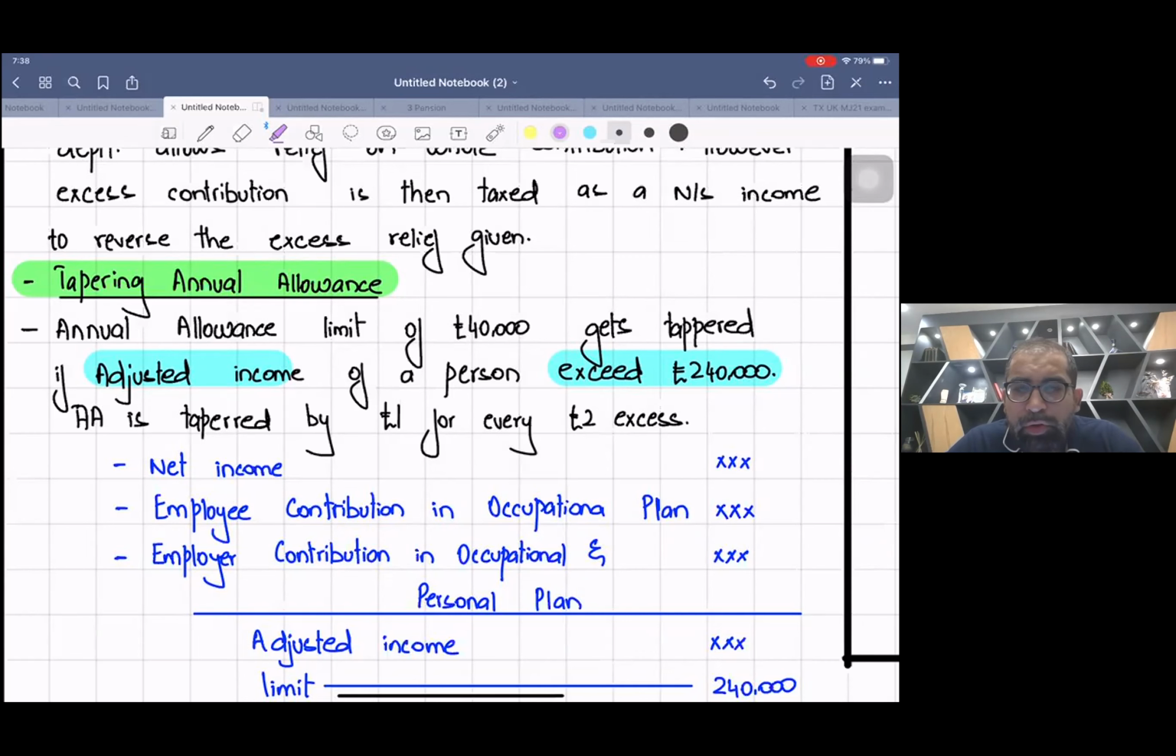But if your AI is greater than 240,000, then your annual allowance will be reduced gradually, and there is a limit.